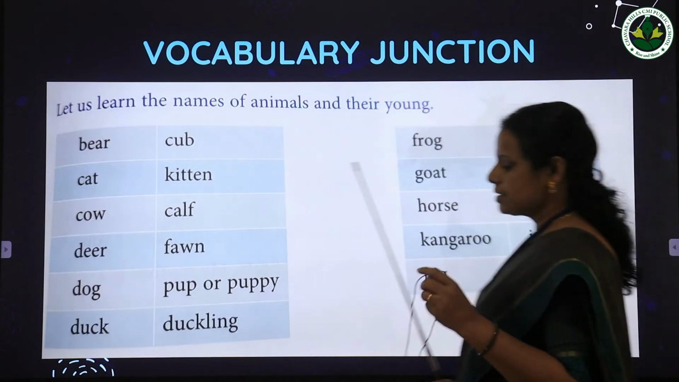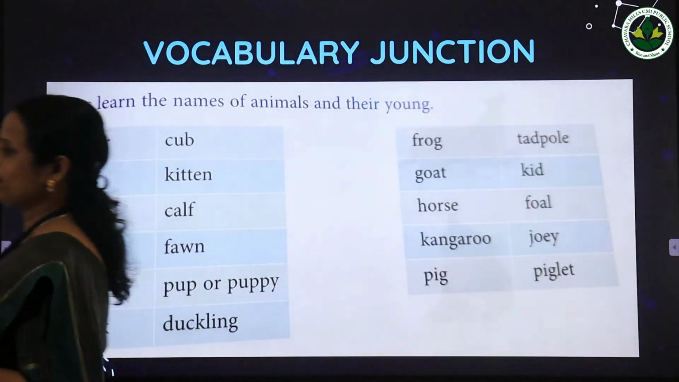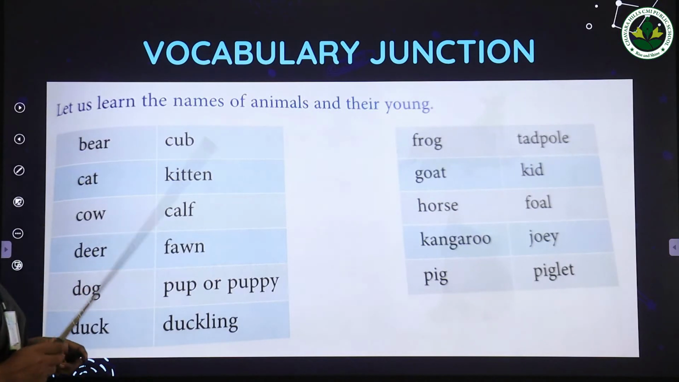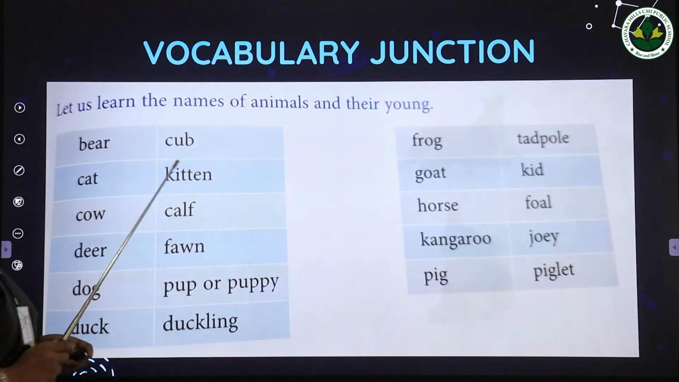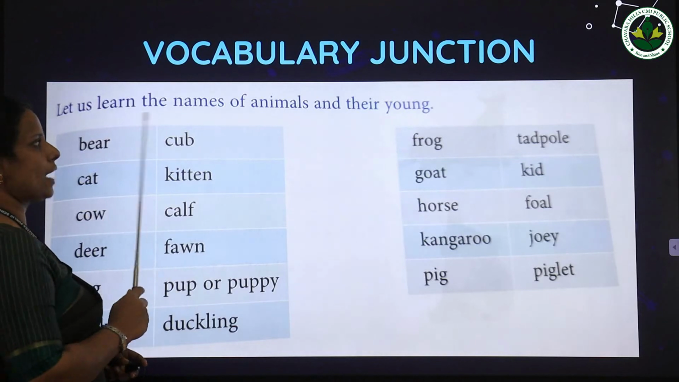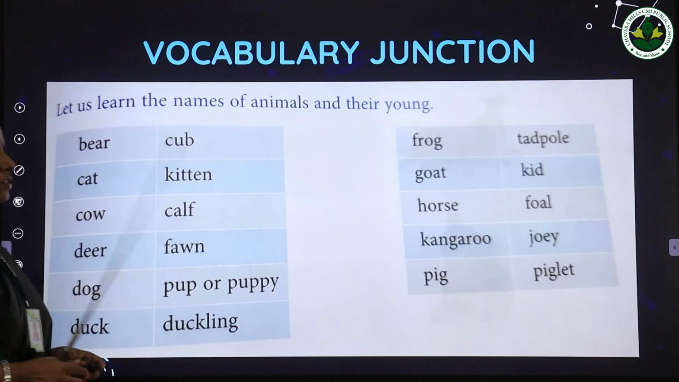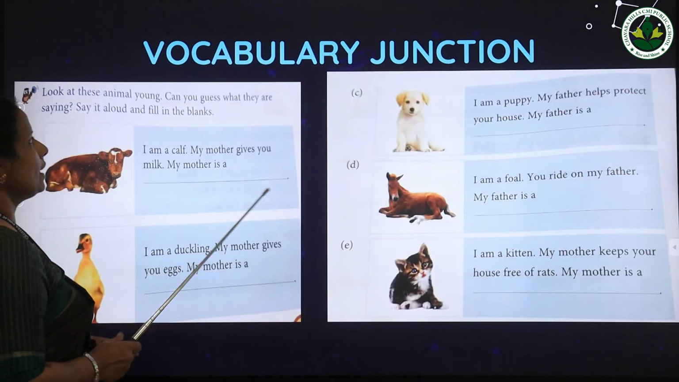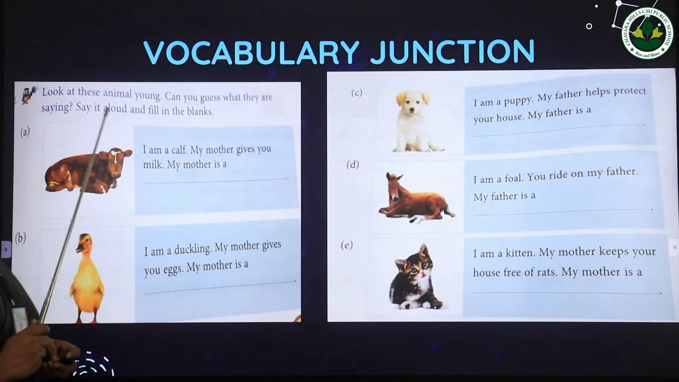So these are some of the animals and their young ones. And you know that lion, its young one is cub. So like that there are a number of examples given here. Please learn these examples of animals and their young. So this only we are learning in the vocabulary junction. Then there is an exercise for you.